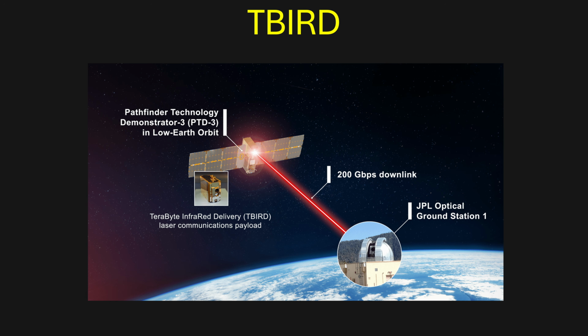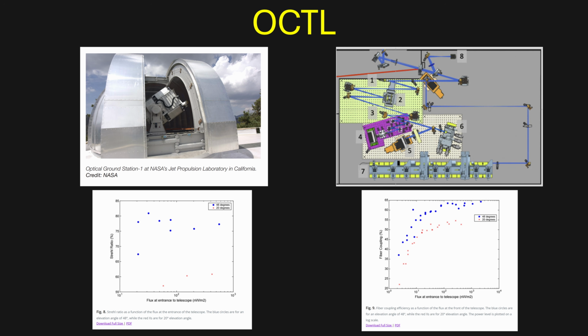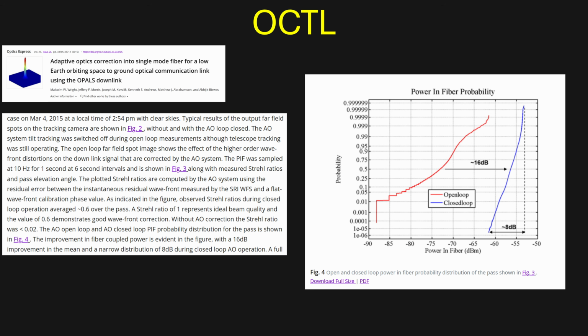links. The most impressive technology demonstration so far is TBIRD, launched by NASA in 2022. This payload achieved a 200 gigabit data rate at 1 watt output and only a 2 centimeter transmit optic, albeit with a 1 meter ground telescope as the receiver. This ground telescope is part of the Optical Communications Telescope Laboratory near JPL in Southern California. It has an adaptive optics system that can correct over 15 decibels of coupling losses from turbulence, an advanced coherent detector, and beaconing and uplink lasers.